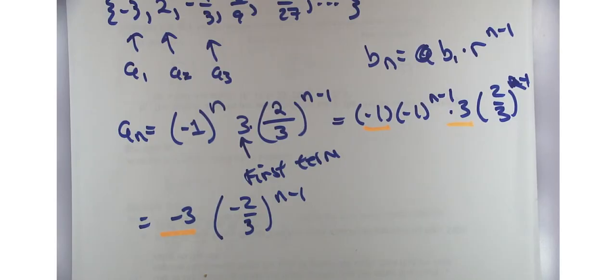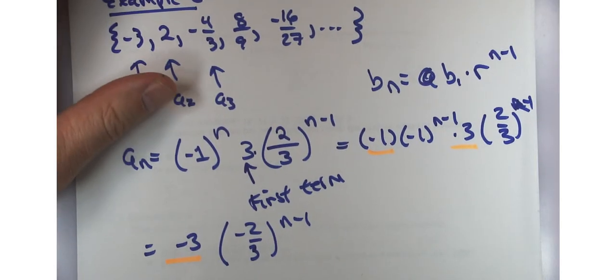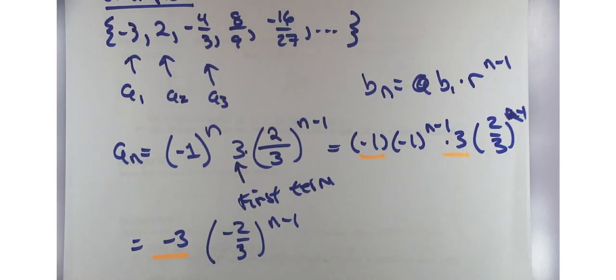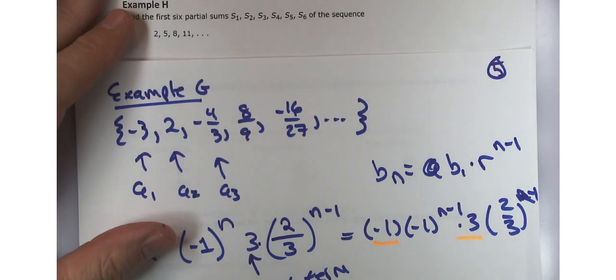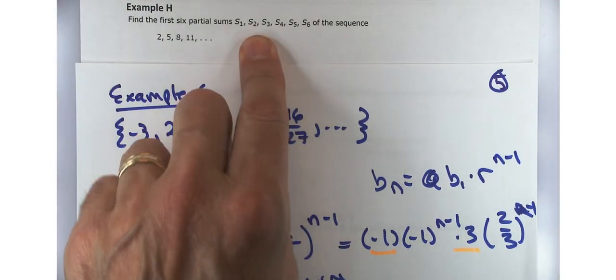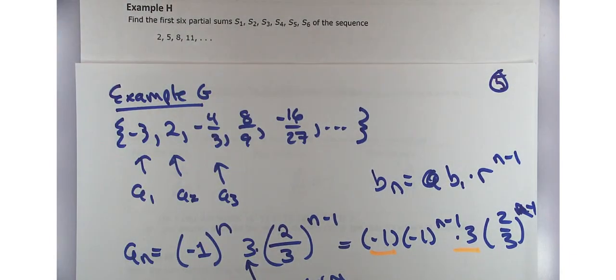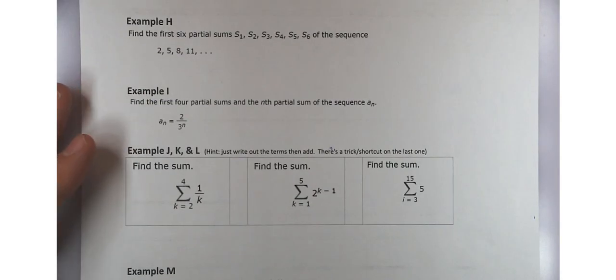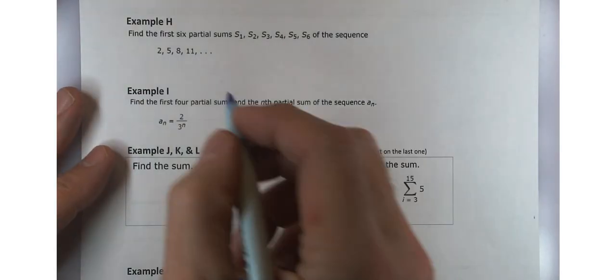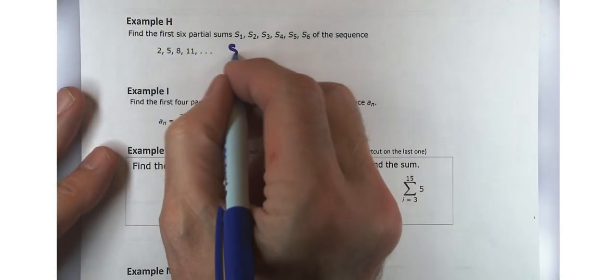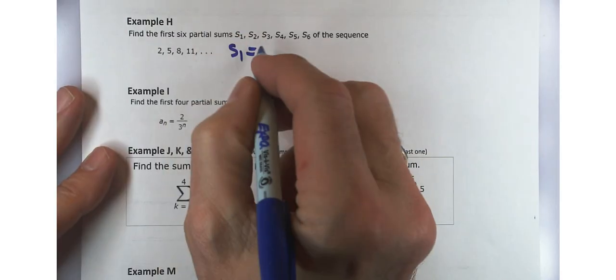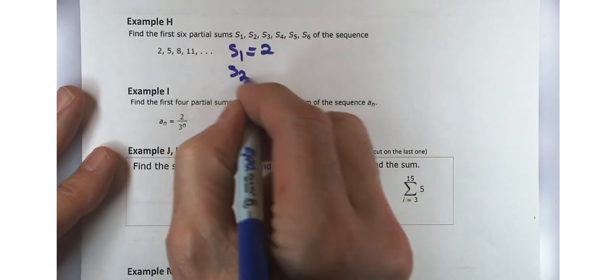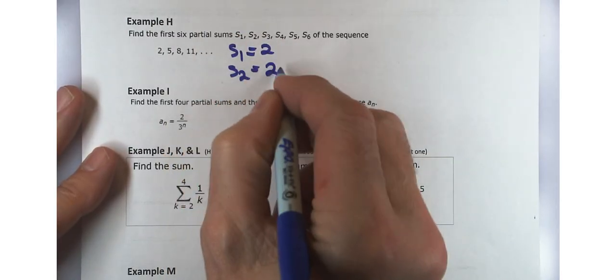They're very helpful. All right, let's move on to example H. And some notation here. You're looking for partial sums. The sequence of partial sums is going to be something we're going to be very interested in this course. That sequence of partial sums really relates to this. S1 is just going to be the first term. S2 is going to be the sum of the first two terms.